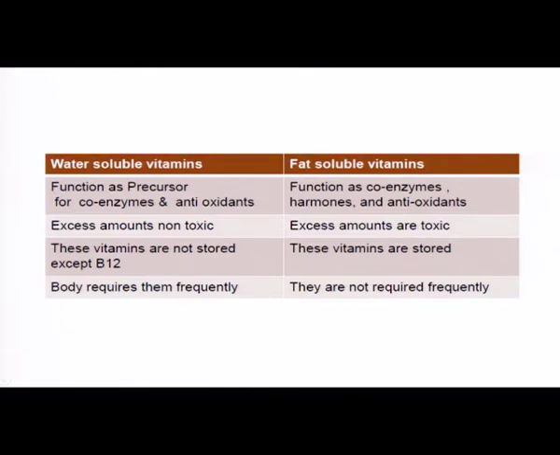So, they are precursors, whereas these are direct coenzymes, and both are antioxidants, whereas fat soluble vitamins can act as more than a coenzyme. In some cases they act like hormones, and fat soluble vitamins can be toxic. You could have hypervitaminosis, which is the technical word, when you are on a diet with more than the average requirement of fat soluble vitamins. So, you need to carefully monitor.